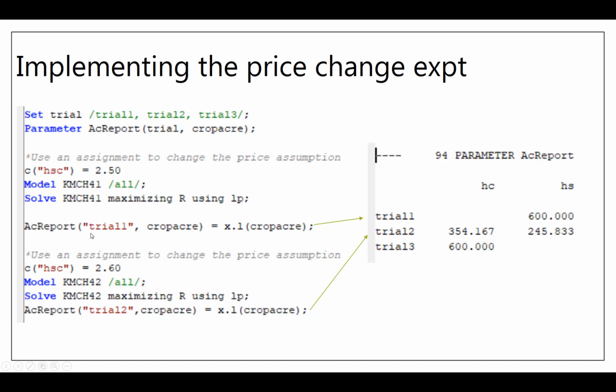So we collect that. It's going to record the level into the first line, trial 1. Then change the corn price to $2.60, run a new model statement, solve statement, and now down here in trial 2 of this new parameter, we're going to collect the updated values of x.l, but only for crop acre. And so you see trial 1 reported here, trial 2 reported here, and there's not enough space to get trial 3, but it finished out and solved there. And so we have all that.